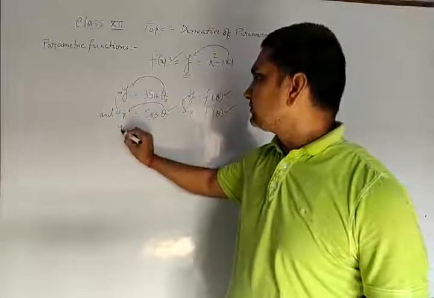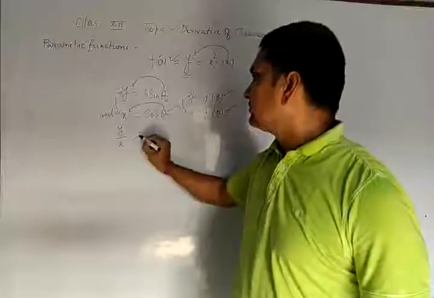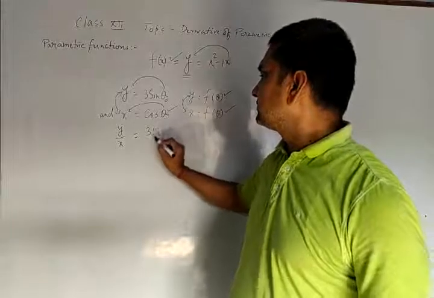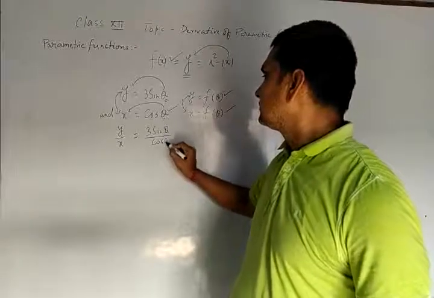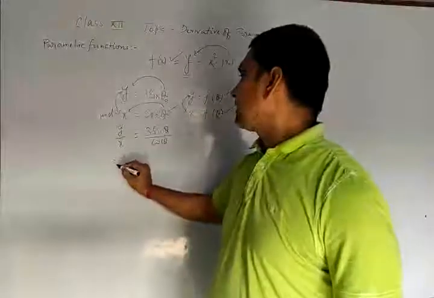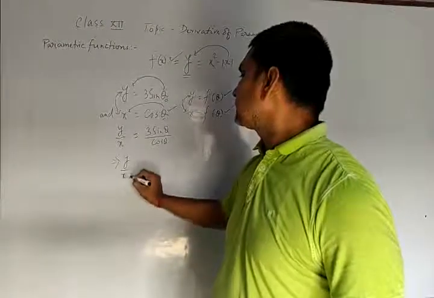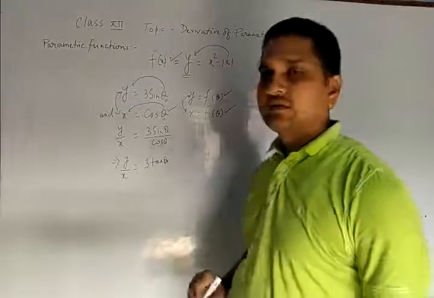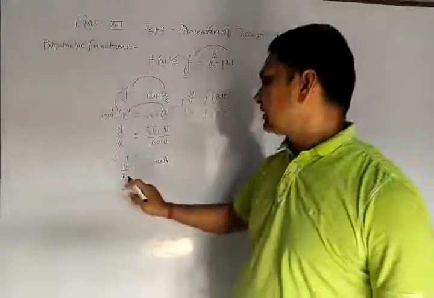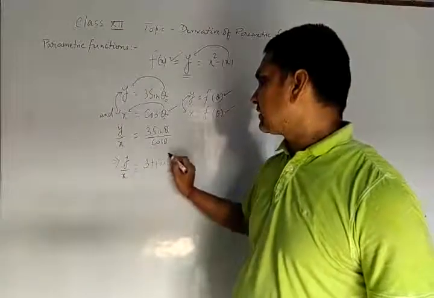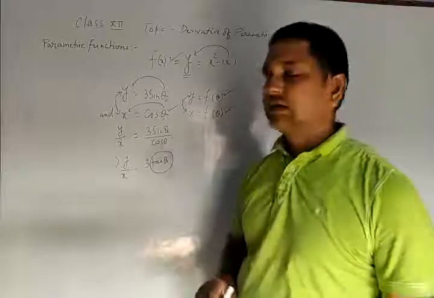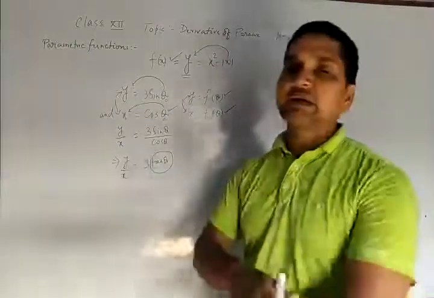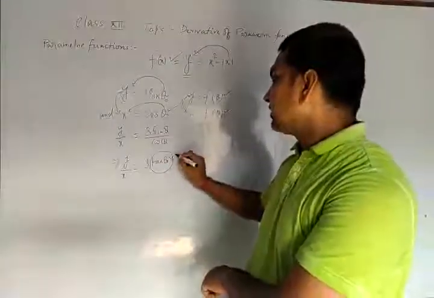Look, if you do y by x, what will be there? 3 sin theta by cos theta. Should it be or not? So y by x is equal to 3 tan theta. So look, y and x are connected with the variable theta or not. Actually the relationship between y and x is decided by theta.